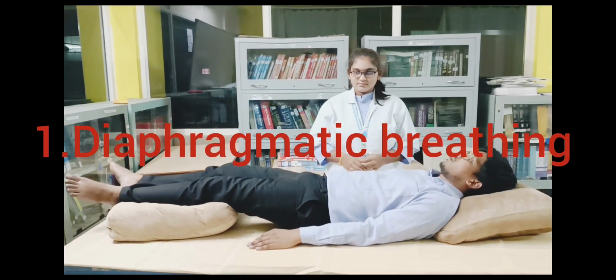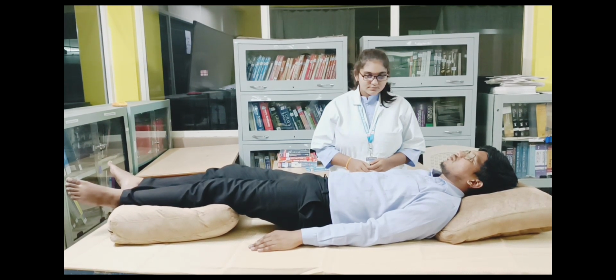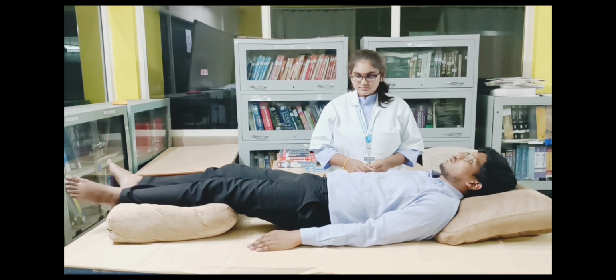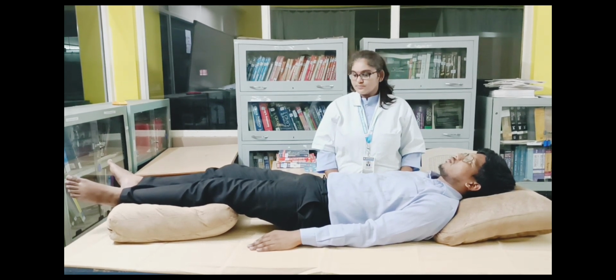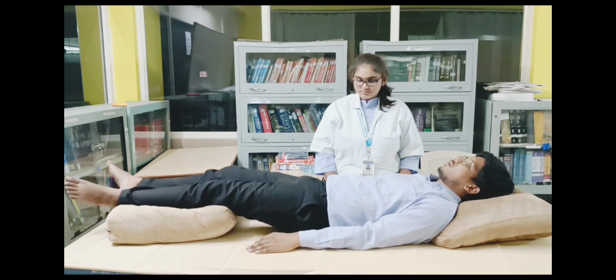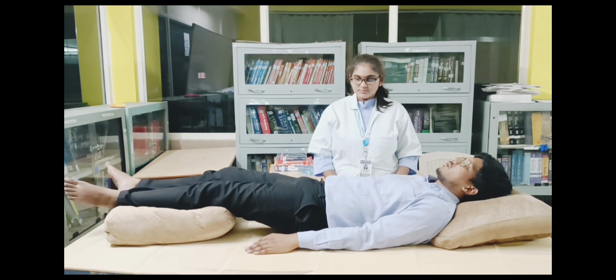First one, diaphragmatic breathing. To practice the diaphragmatic breathing, concentrate on forward movement of the whole abdominal wall. Another technique combines forward movement of the upper abdominal wall with some lateral movement of the lower ribs. The diaphragm is the main muscle used for breathing, but it also plays an important role in breathing exercises.